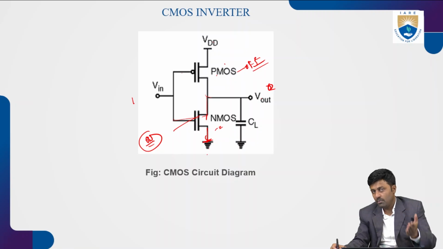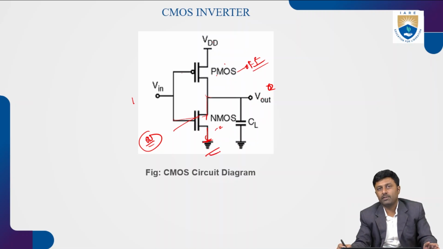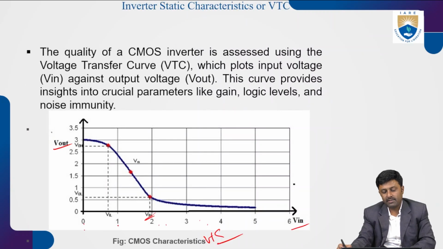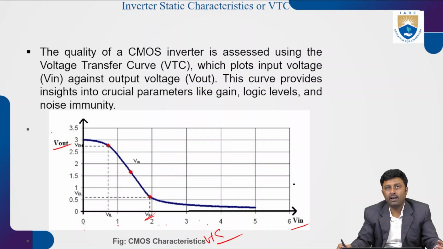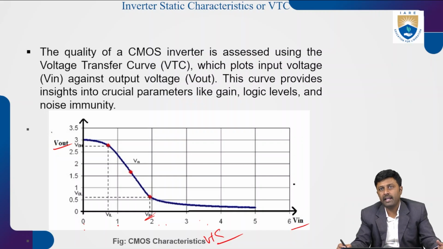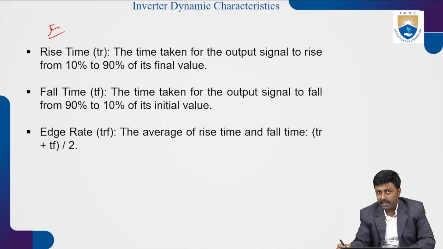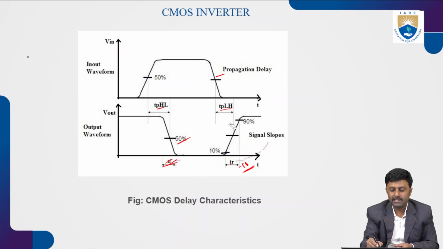So the CMOS inverter is the basic building block for constructing complex VLSI circuits, and this is the working of the CMOS inverter. The input is 0, the output will be 1, and vice versa. And after that, we have seen the static characteristics of the CMOS inverter, and these parameters have a crucial impact on the gain, logic levels, and the noise immunity. And we have seen the dynamic characteristics. In this, we have seen the rise time and the fall time, and the average rise time and fall time.